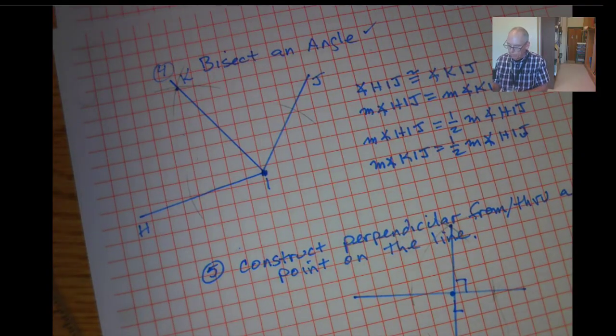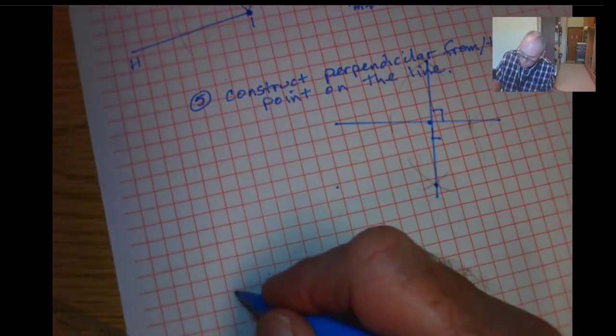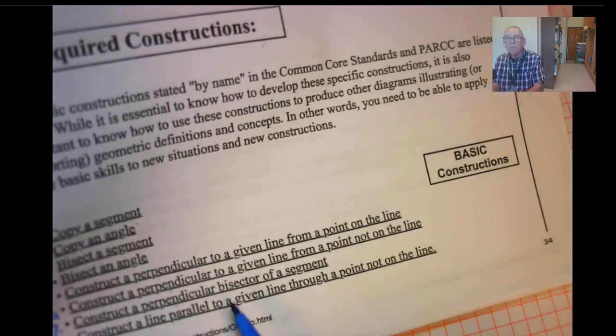So we've constructed a perpendicular to the line from a point on the line. And I marked it with the little square to show that that's a perpendicular line and it makes a right angle. That's our mark for a right angle.